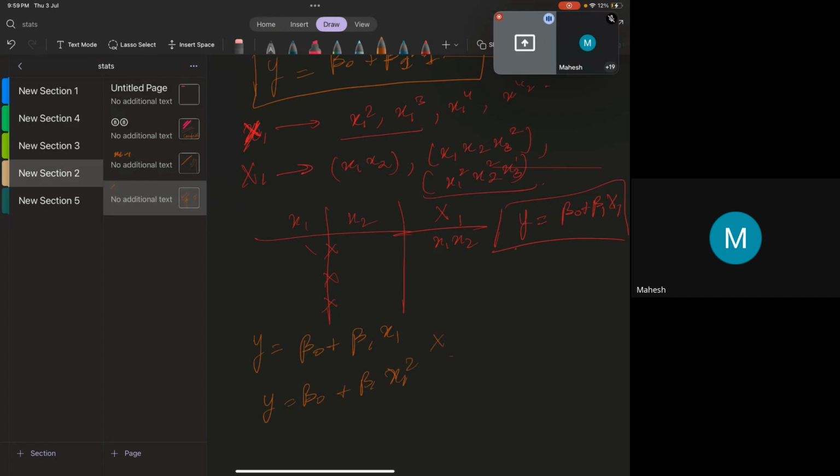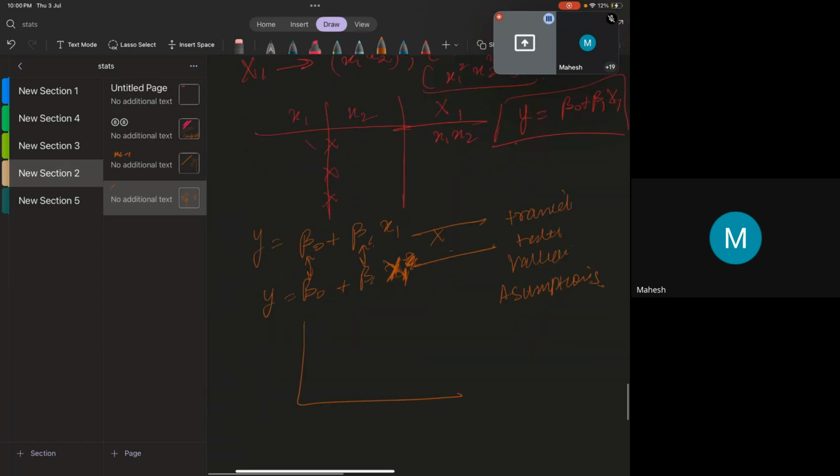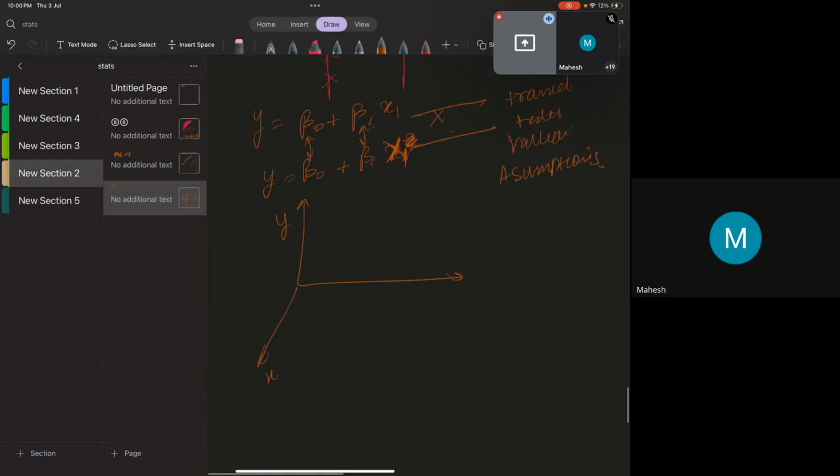I'm not saying that these two are the same. What I am saying is that you just give it a new variable. These two are trained the same way, tested the same way, and validated the same way. All the assumptions are similar. Everything is the same. Just the values of beta naught and beta 1 will become different. And they too will be plotted in the same manner. This one will be plotted with x1, and this will be plotted with y and x1. They will both be linear only. Only the feature changes.